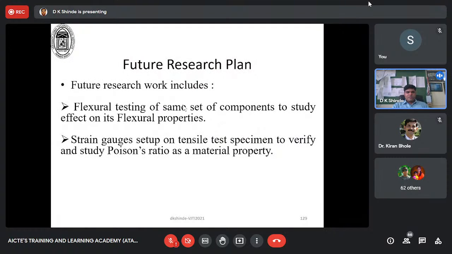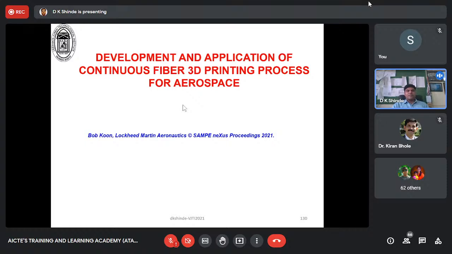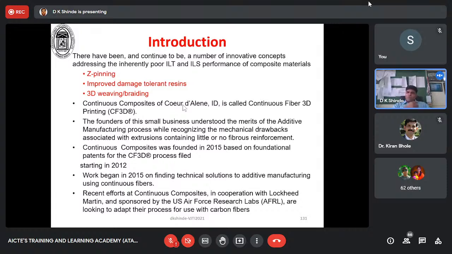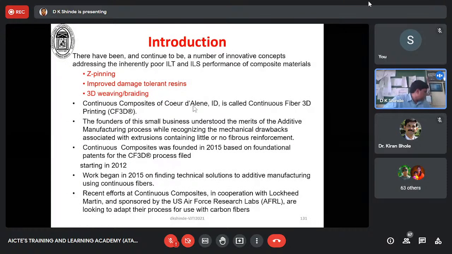So flexural is also there, but here I'm not sharing. It's under review. So next we can go for the other examples, what other people are doing for continuous 3D printing in aerospace applications. So this is from SAMPE 2021, Lockheed Martin Aeronautical Division. So far what we have seen is improvement in the 3D printed material properties, what we targeted to improve in the properties. Now let's see what we can do in the 3D printing development.